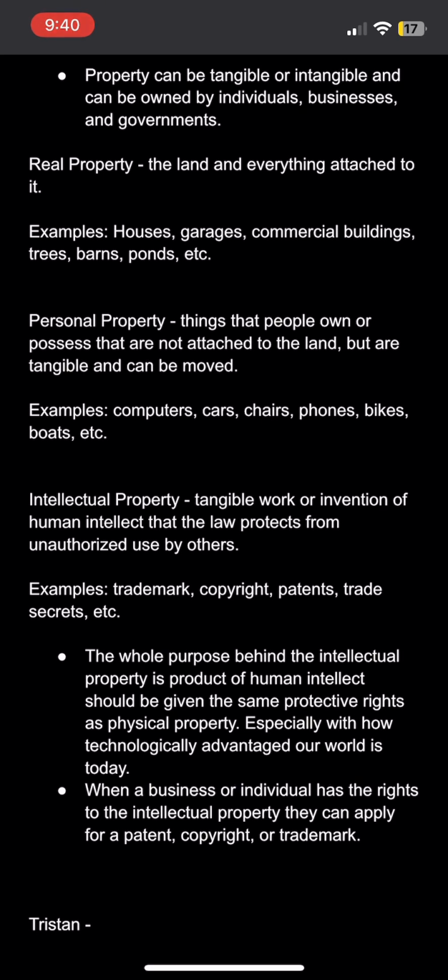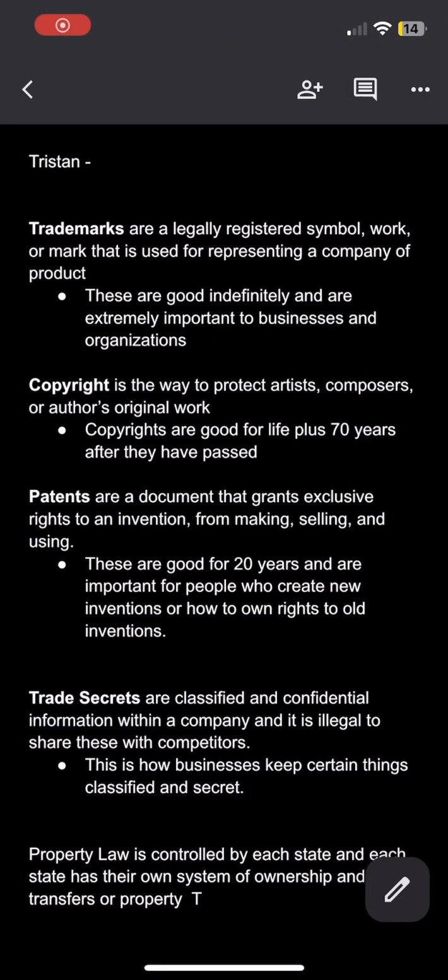When a business or individual has the rights to the intellectual property, they can apply for a patent, copyright, or trademark. Trademarks are a legally registered symbol, word, or mark that is used for representing a company or product. These are good indefinitely and are extremely important to businesses and organizations. Copyright is the way to protect artists', composers', or authors' original work. Copyrights are good for life plus 70 years after they have passed.